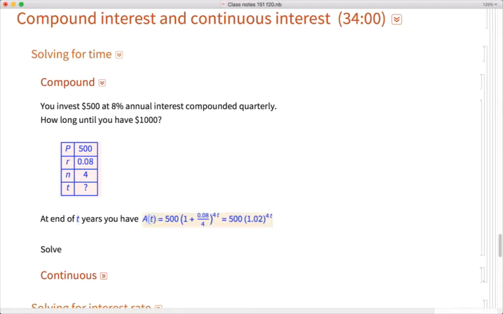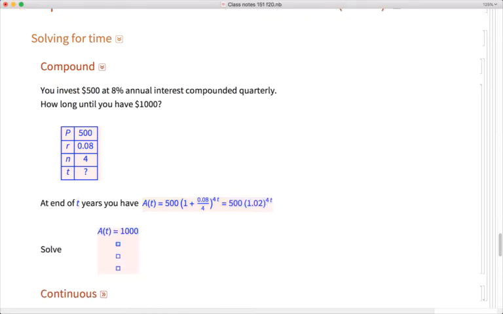We'll write this in function notation. So the equation that we want to solve is A of t equals 1,000. Our formula for A of t is this. We've worked it out. So we want to solve this for 1,000. t is in the exponent spot. That's what's making this an exponential equation. We're going to try to isolate it. Divide by 500. This will be 1.02 raised to the 4t is 2.